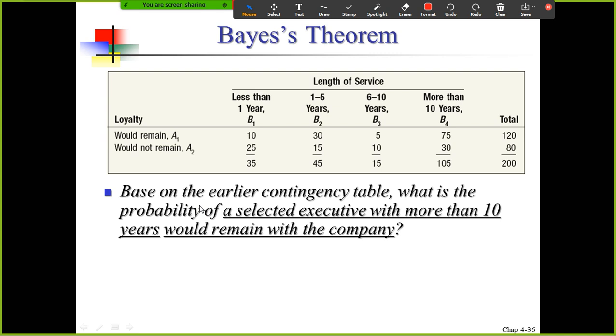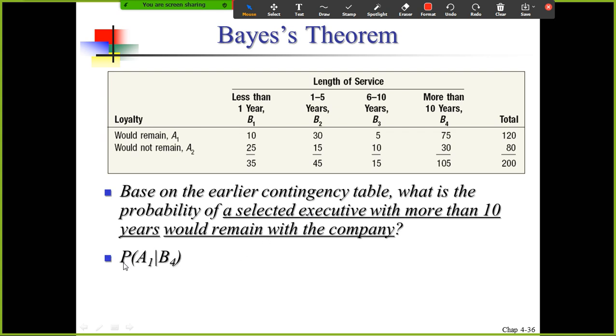Based on this table, we have another question. Based on the earlier contingency table, what is the probability of a selected executive with more than 10 years of working experience would remain with the company? Okay, so this is the question. So how can we use the labels on the question? This is your label.